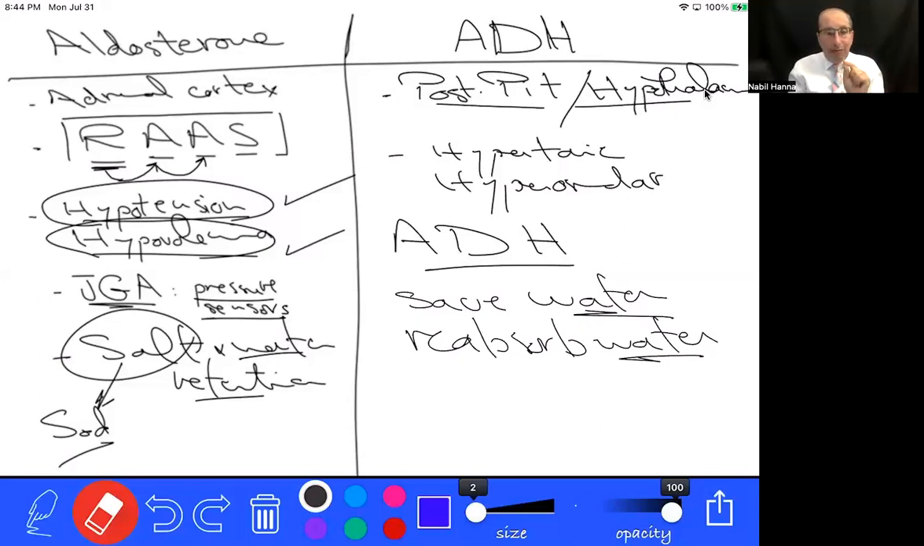By the way, what's the easiest clinical trick to check blood volume? It is neck veins. Okay? So if the neck veins are distended, you have hypervolemia. If your neck veins are collapsed, you have hypovolemia. If your neck veins are normal, you have isovolemia or normal volemia. So these are the two hormones that regulate the sodium and water balance. ADH, water retention only. Aldosterone, salt and water retention.